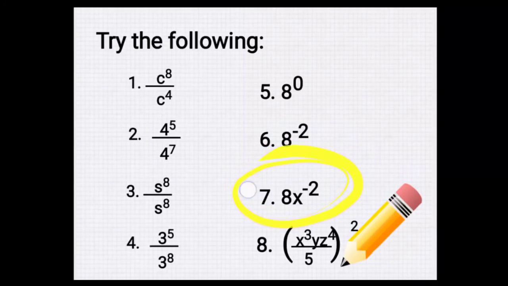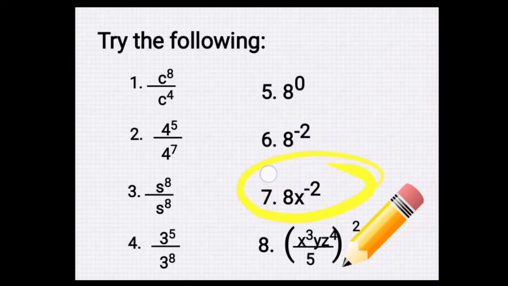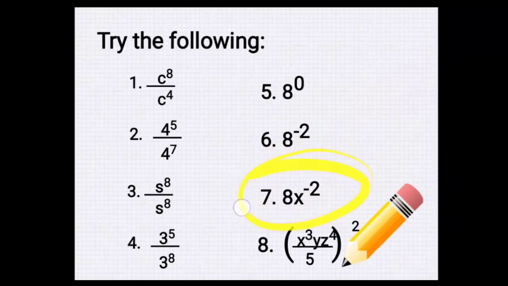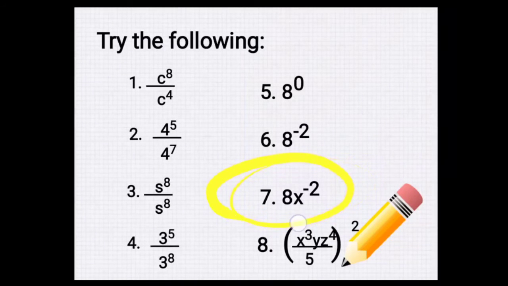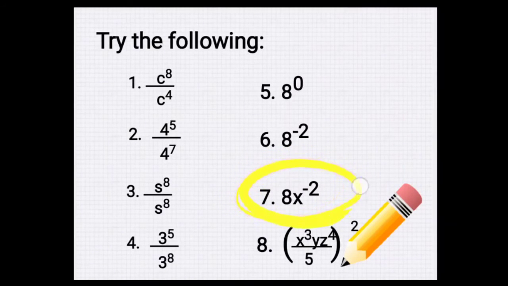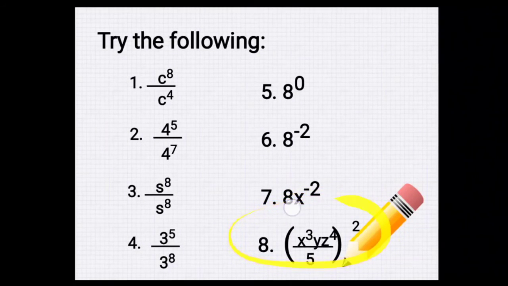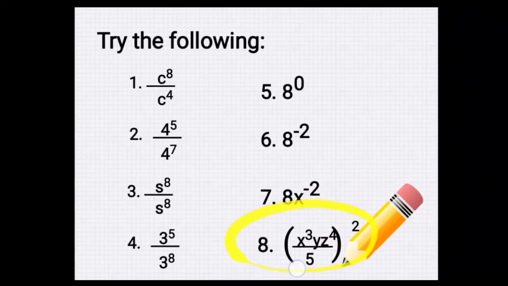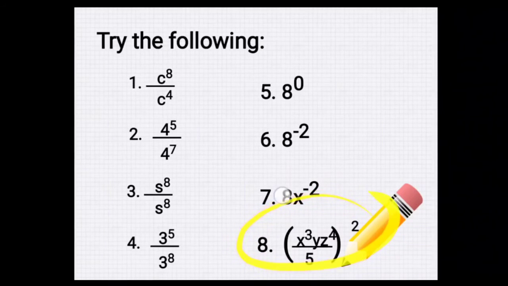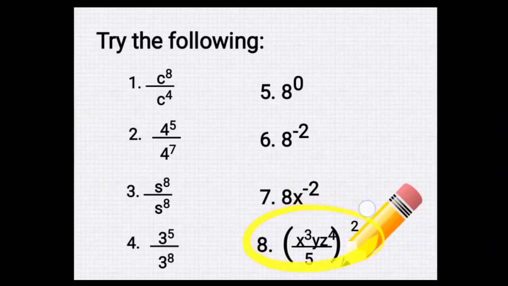8 over x squared, because negative 2 is the exponent of x. Therefore, we have to put x in the denominator to obtain the positive exponent, which is squared. That's why our answer for number 7 is 8 over x squared. That is in fraction form. And for number 8, we have x to the 6th power times y squared times z to the 8th power divided by 25.